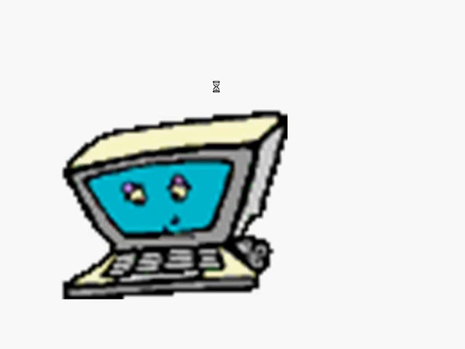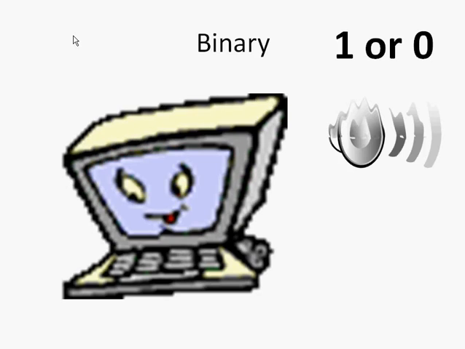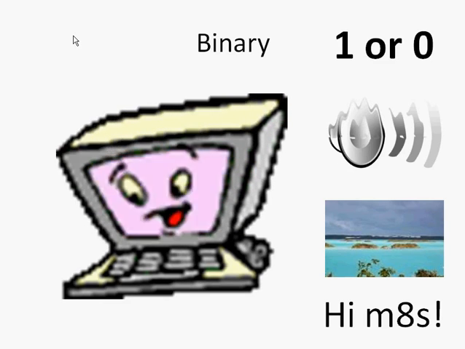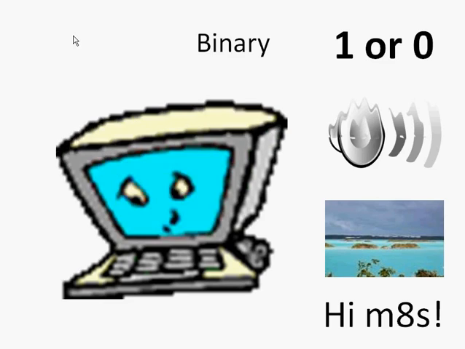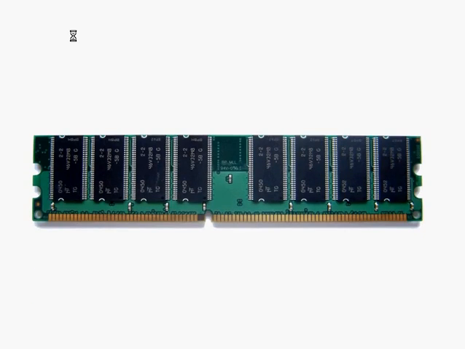Now, poor old computers aren't very clever. They aren't very intelligent things. They can only understand something called binary, which is ones or zeros. If we were to store an audio file, an image file, a video file, or even a text message, all of these things are made up of a series of ones or zeros. On a RAM chip, a memory chip, there are millions of tiny little components, and each one of those components, or slots as I like to call them, can only store a 1 or a 0.